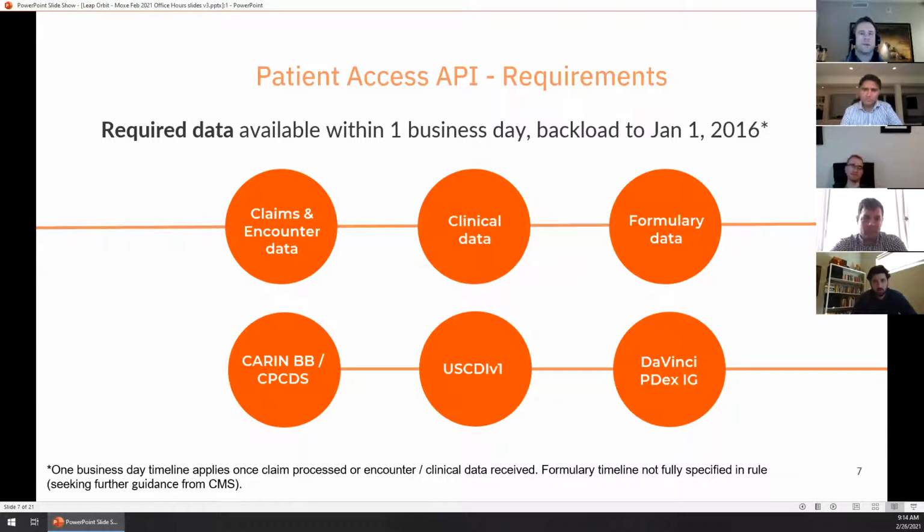But USCDI has a lot of the stuff that you think of when you think of clinical data, right? So certain types of notes, but also the structured data like problems, procedures, things like that. And then formulary data is in this Da Vinci specification. I think overall with the technical side, it's all FHIR R4.